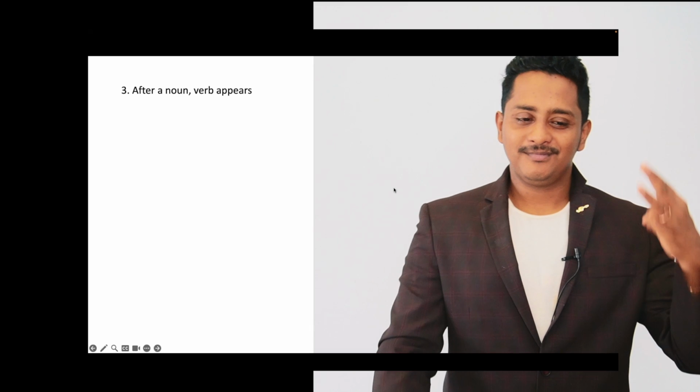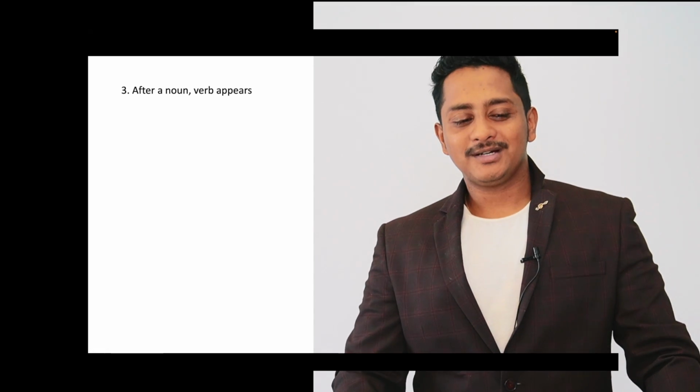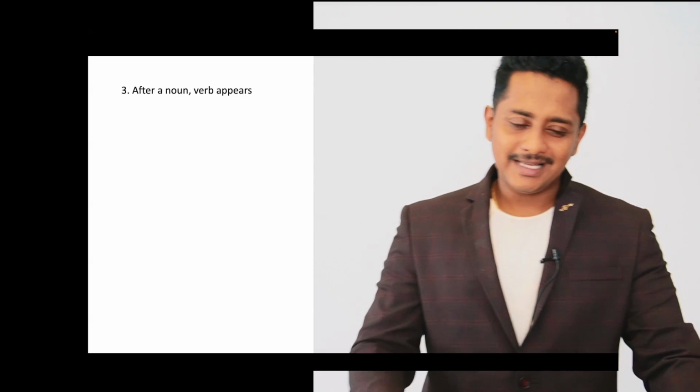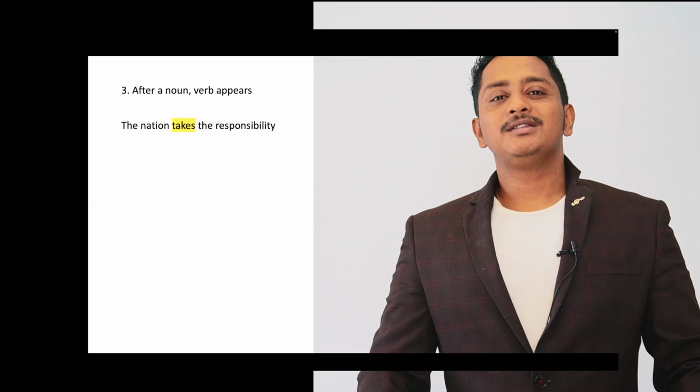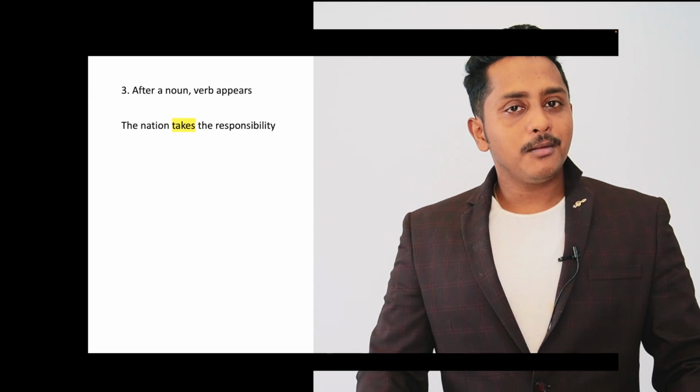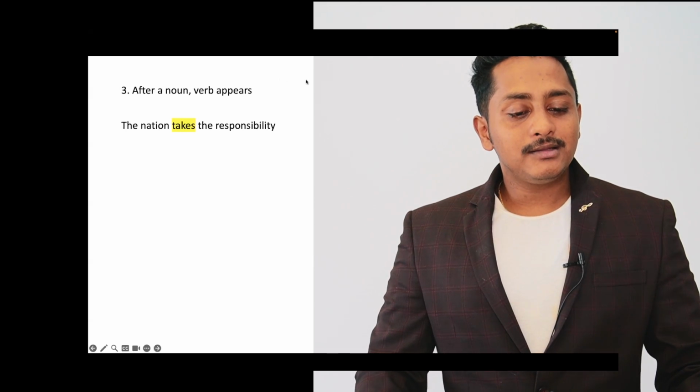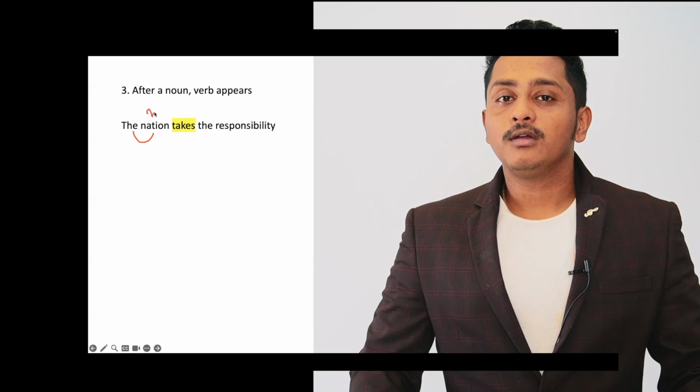Alright, this is a classic, super awesome grammar shortcut, number 3 out of 9. After a noun, verb appears. Now, what is this? How do we make use of this? I'll explain. The nation, the boy, the girl, the monkey. Hope you're getting it. The noun.